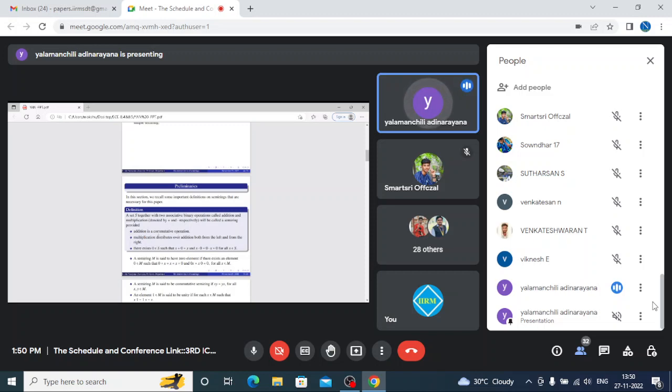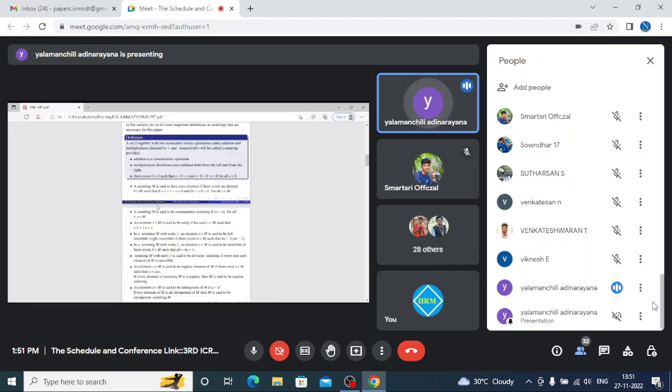It satisfies three conditions. One, addition is a commutative operation. Second, multiplication distributes over addition from both the left and the right. Third, there exists a zero element, 0 belongs to S, such that x + 0 = x and also x · 0 = 0 for all x belonging to S. If these three conditions are satisfied, that set is called a semiring. This is the basic definition in this paper.